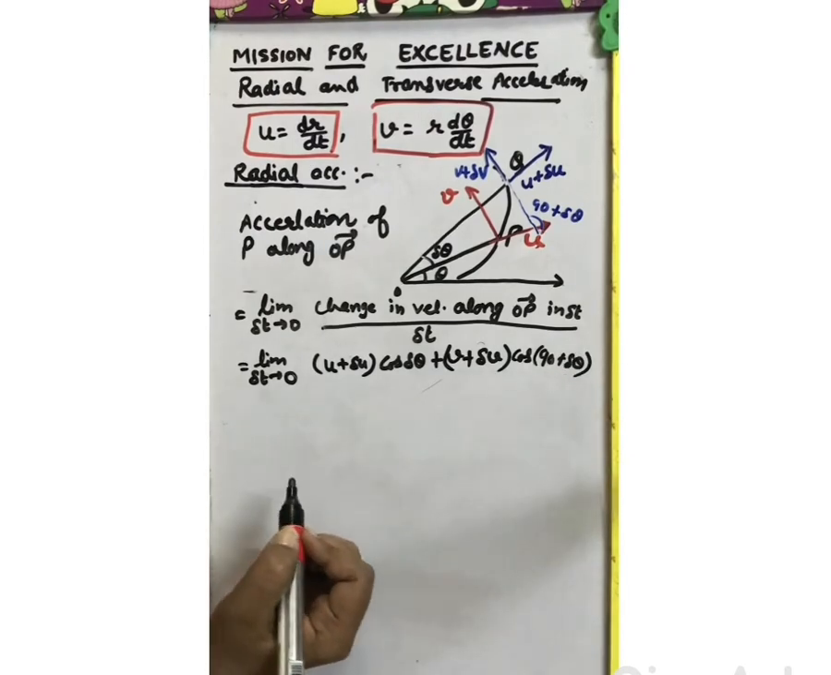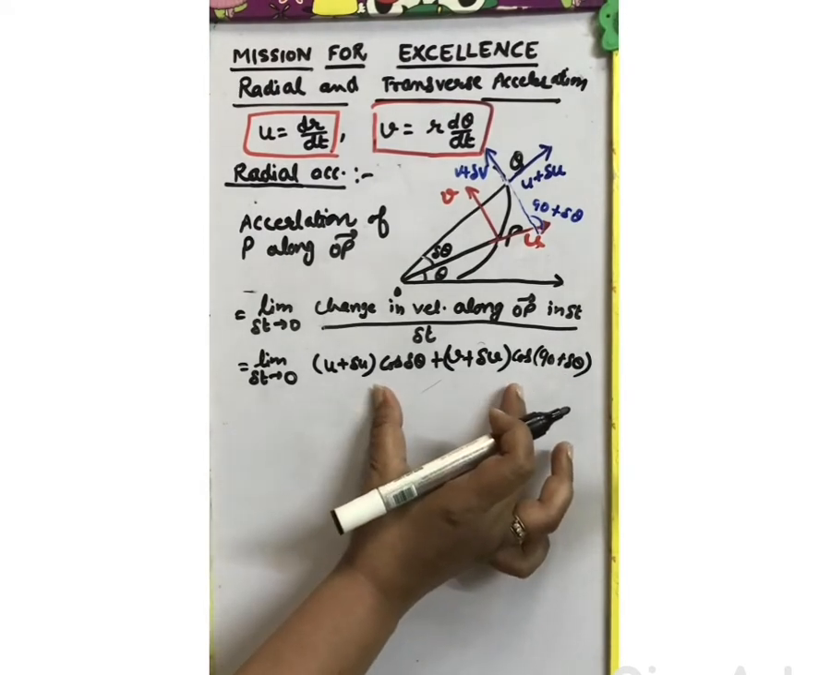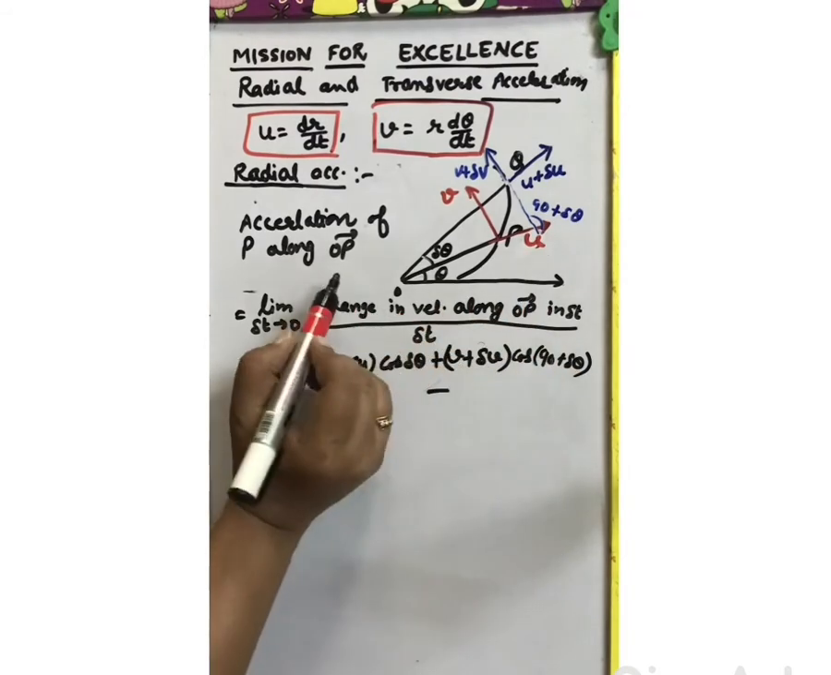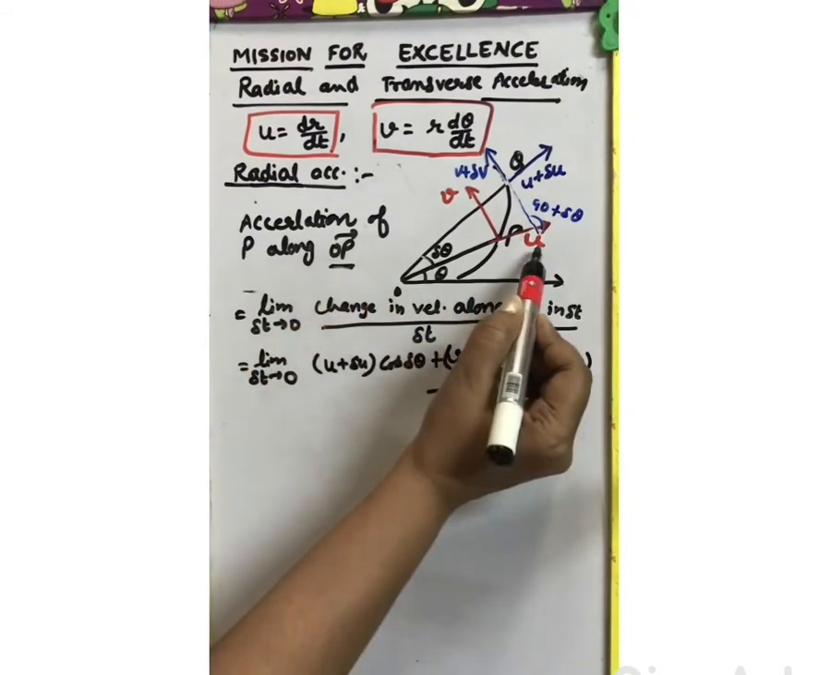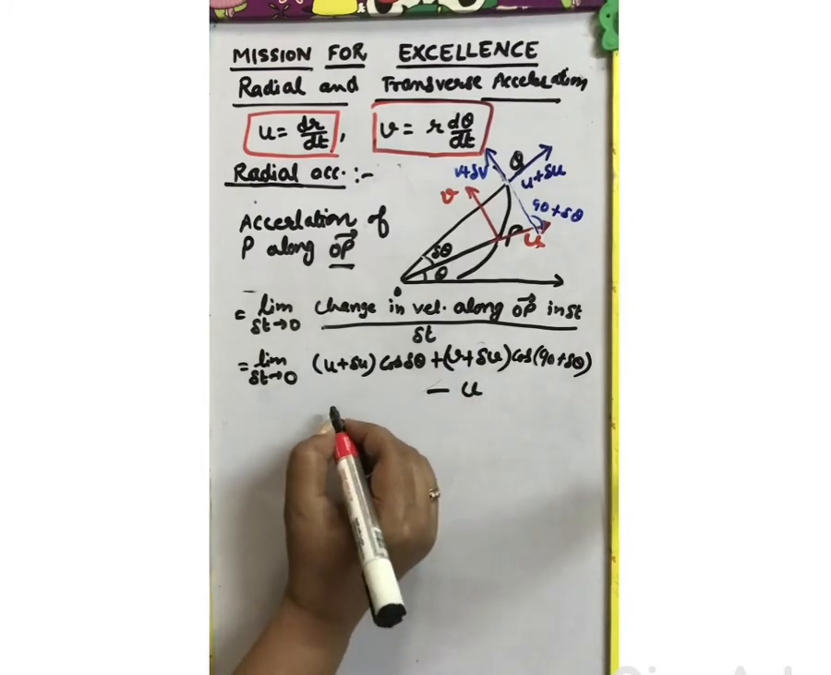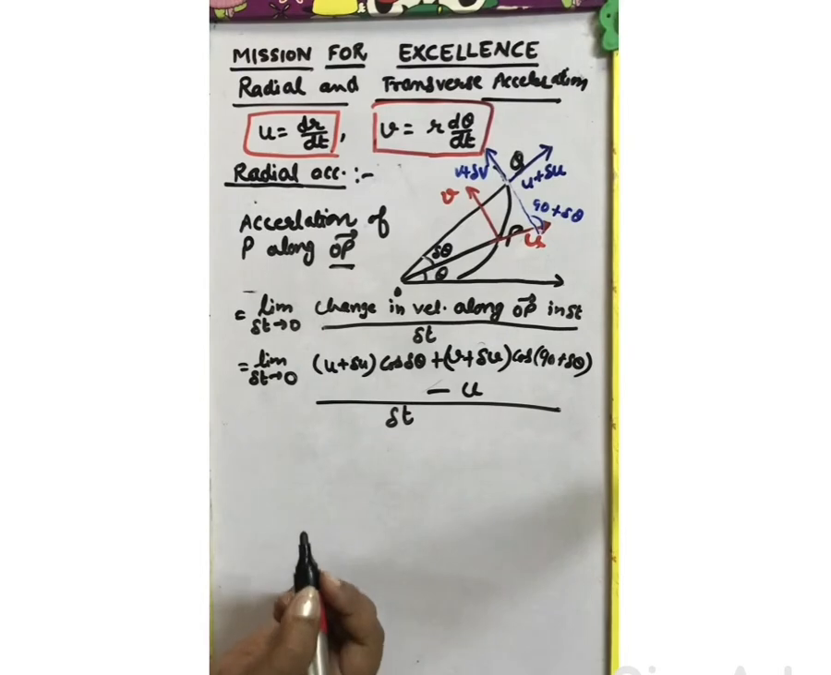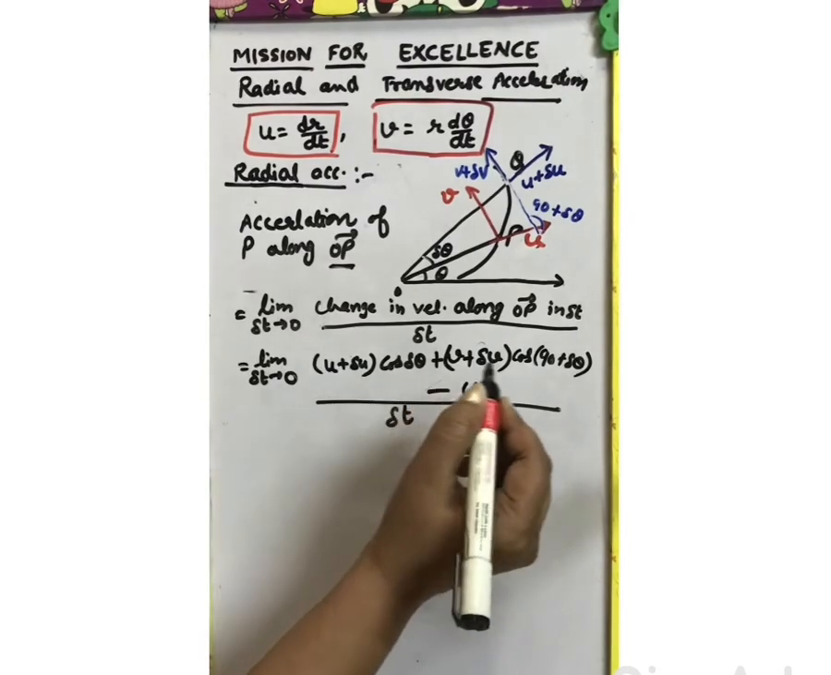This is the component of v. So this is the final velocity minus initial velocity. Initial velocity in the direction of OP is u only. So we take here u divided by delta t. So now let us open this.